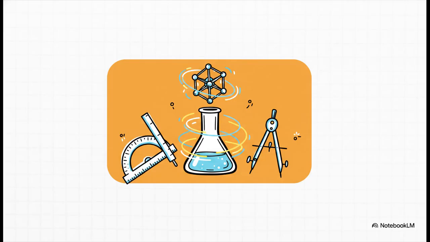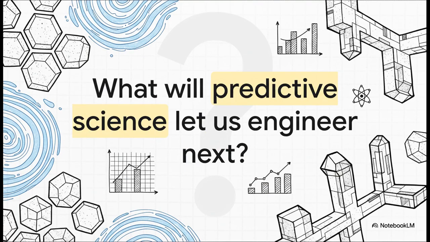By mastering these dynamic links between solubility, physical state, and structure, we can quite literally engineer matter with absolute precision. As this predictive science scales globally, it makes you wonder, what impossible microscopic structures will we engineer next?